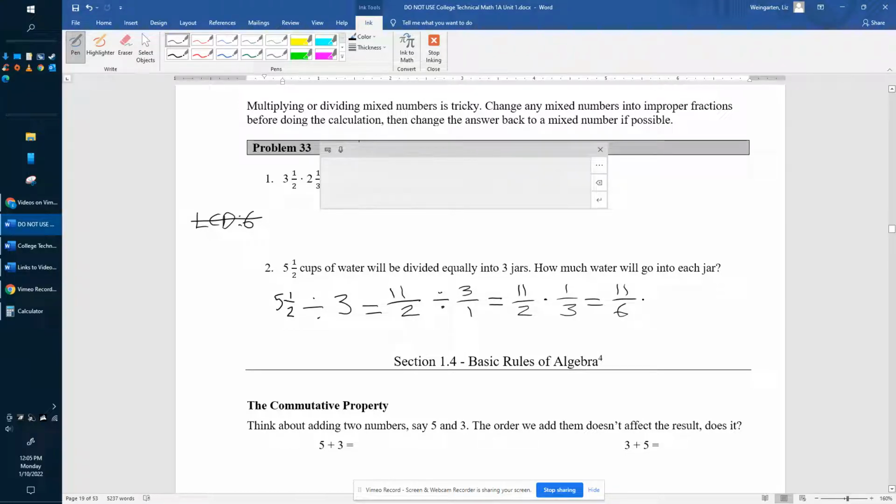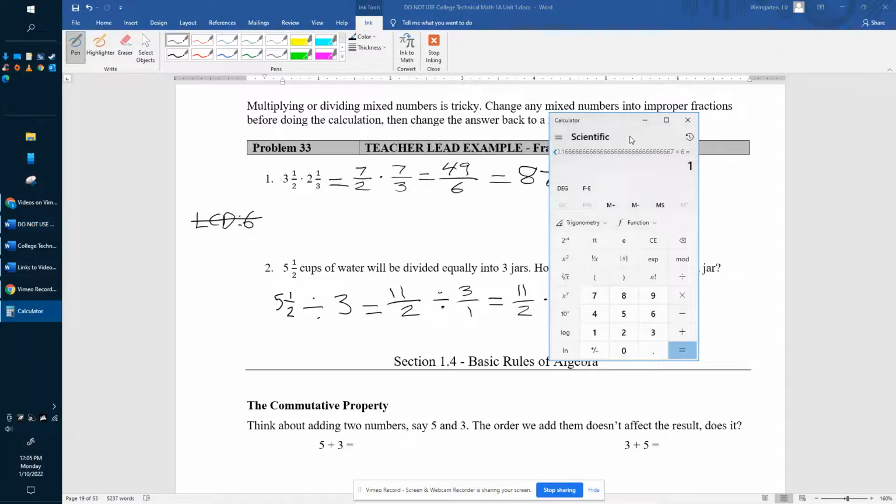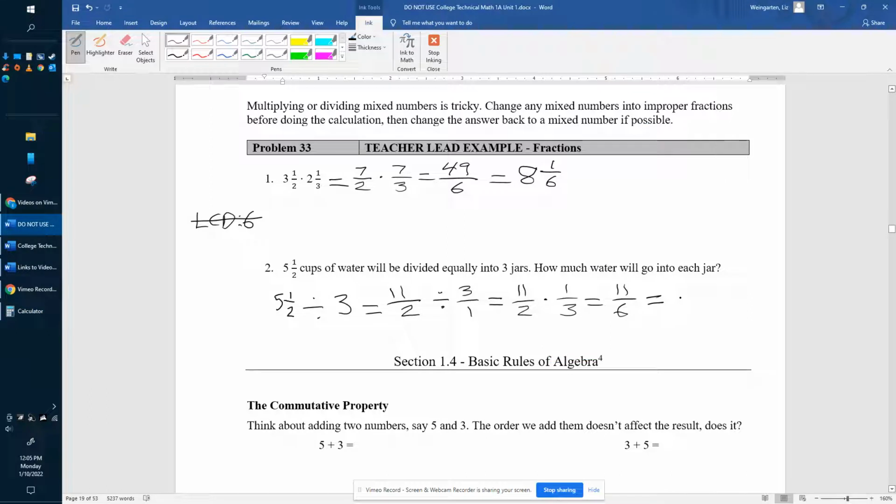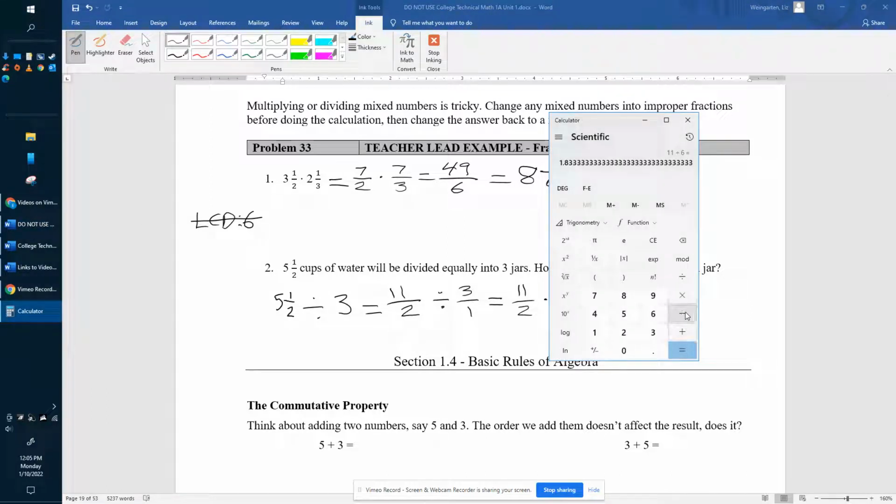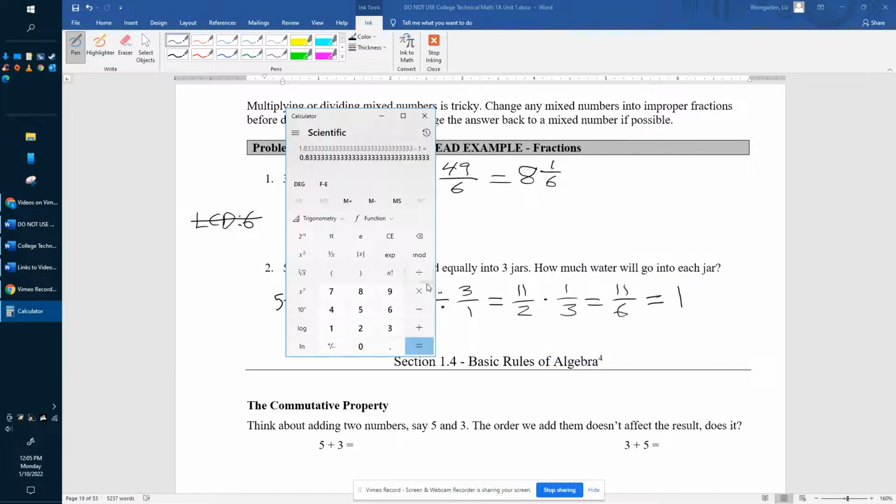We want to change this into a mixed number. So take our calculator. 11 divided by 6 is 1.833333 repeating. So our whole number is going to be 1. Subtract that 1 off. Multiply it by our denominator, which is 6. And we get 5. So it's going to be 1 and 5 sixths.